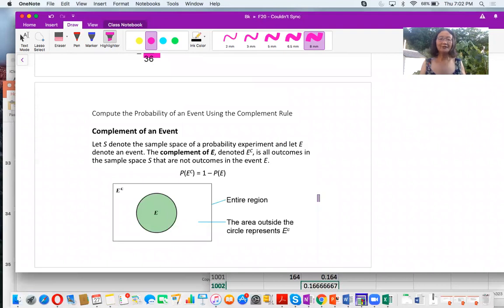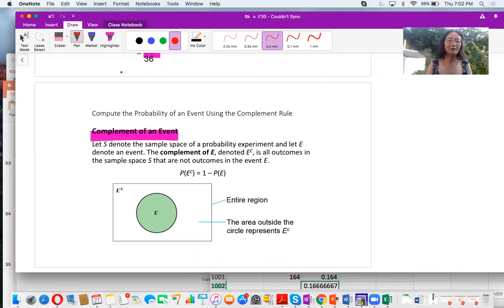The last item in this video is the complement of an event. Let S represent the sample space of an experiment, and we use capital letter E to represent an event. The complement of E, we write E with superscript C. If you use a Venn diagram, if this is the event E, anything outside this circle is E complement, the complement event.